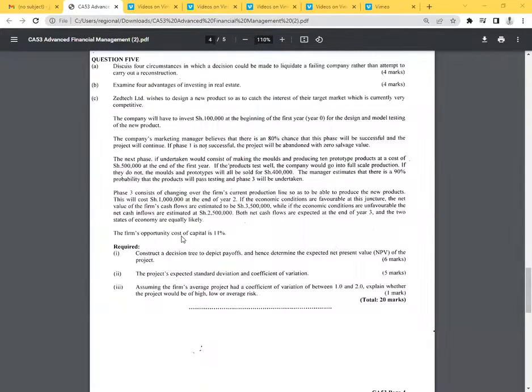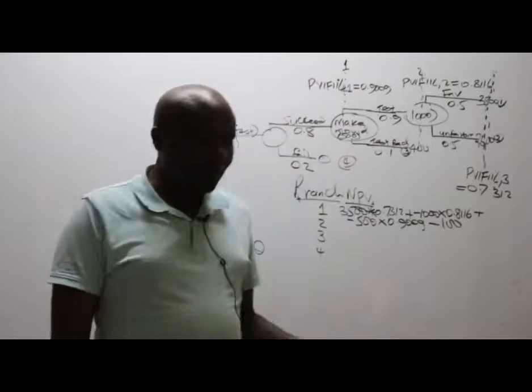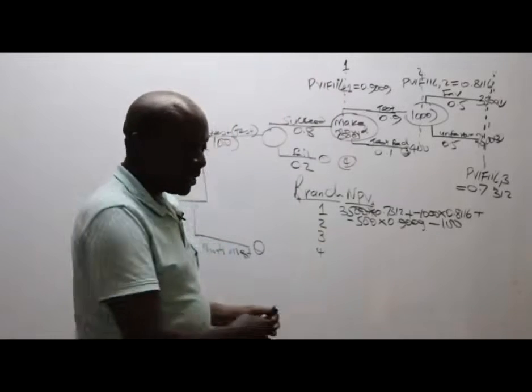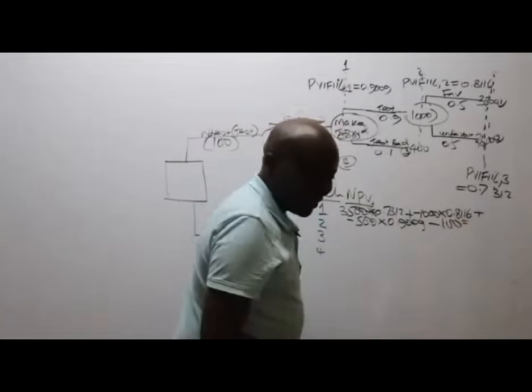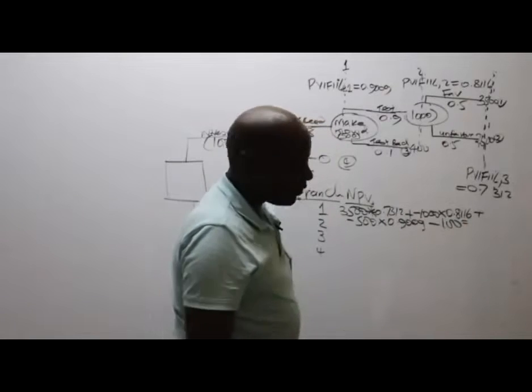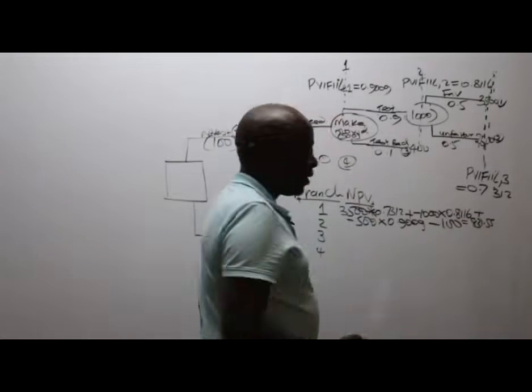The firm's opportunity cost of capital is 11%. Great. So I hope, Rebecca, you've seen that. So what figure are we getting here, ladies and gentlemen, very fast? What figure are we getting here for branch number 1? 831.55. Thank you very much. 831.55.